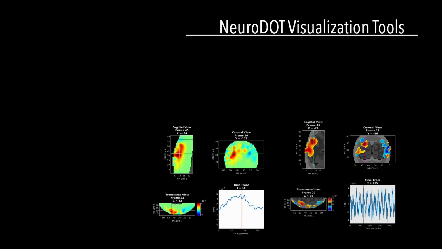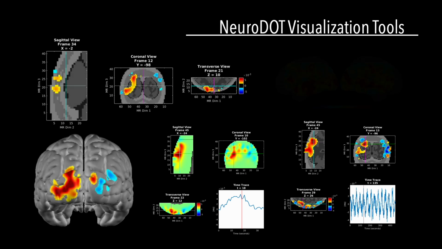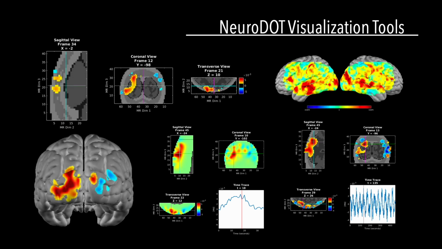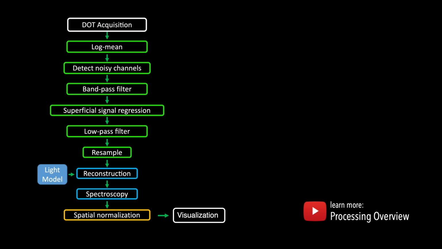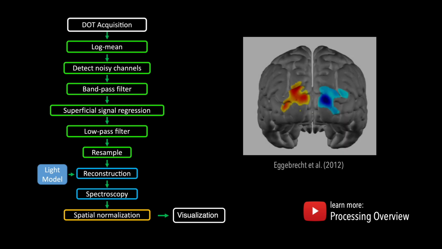This tutorial provides an overview of the visualization tools that are available in NeuroDOT. In general, there are two broad applications. First, the visualization tools can be used to view the tomographic map that is generated by the NeuroDOT processing pipeline. This example shows activation in visual cortex during presentation of a visual grating, reconstructed from optical data using NeuroDOT and rendered onto the cortical surface.